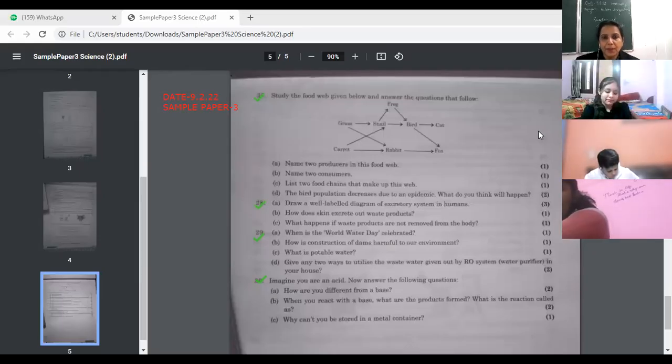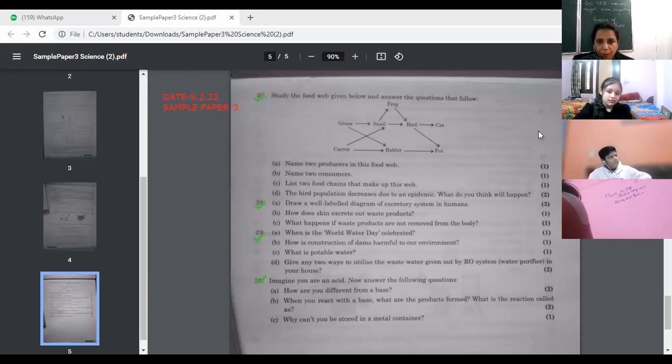Good morning, class 7. Today we'll continue with your sample paper third. This is the last one and the last few questions are left, from 27th till 30th. So let's continue with this sample paper and the questions.